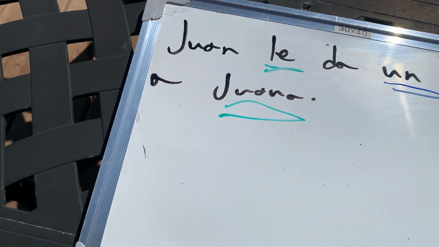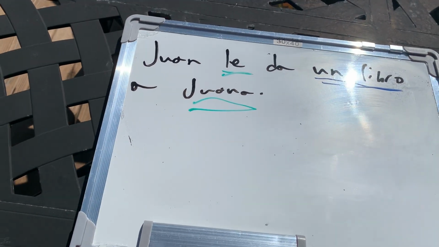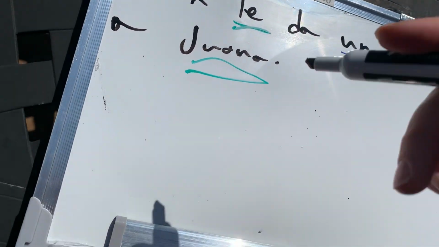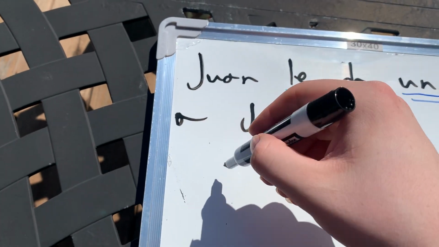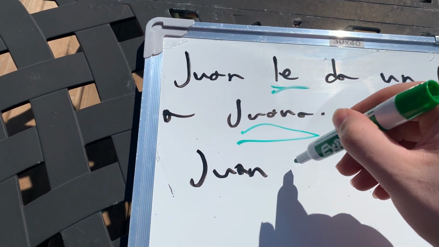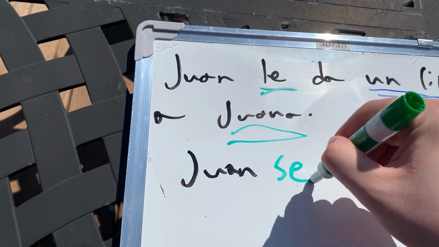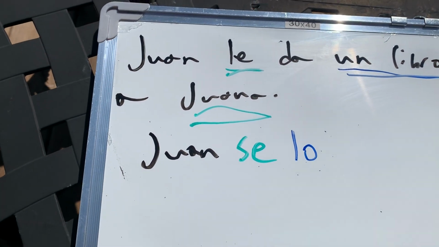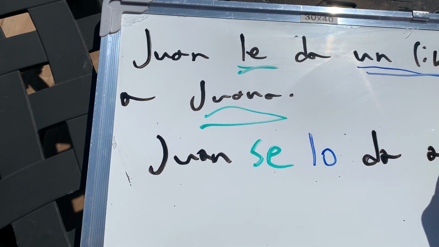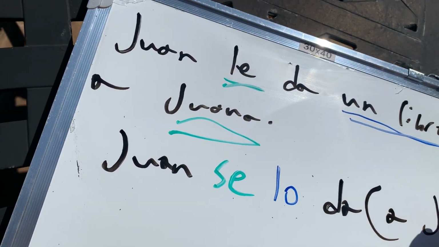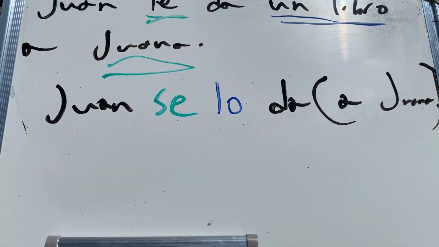So let's do that. If we already know who it's being given to and what's being given, saying Juan gives the book to Juana is a bit redundant, right? We just say, he gives it to her, because we know who we're talking about. But we're going to see it's a little bit different with our third person. So we've got Juan se lo da a Juana. And this is optional. We could just as easily not have that. That's, again, for purposes of clarification or emphasis.